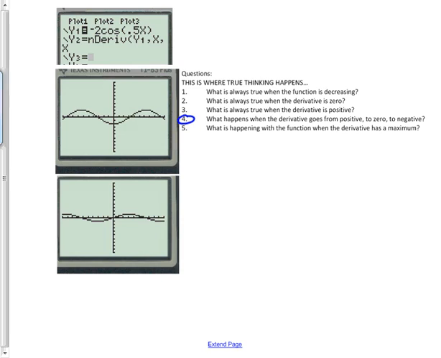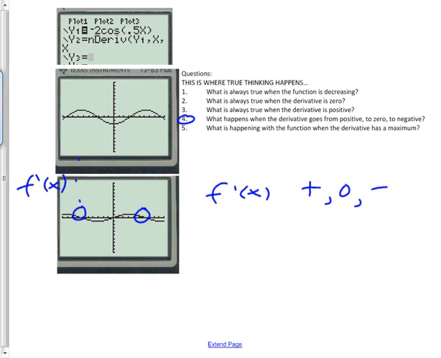What happens if the derivative goes from positive to 0 to negative? Where does that happen? It happens in more than a couple places. It happens here, and it happens here. Again, we're looking at when the derivative is above the x-axis, or it's positive, it equals 0, and then it's negative below the x-axis.